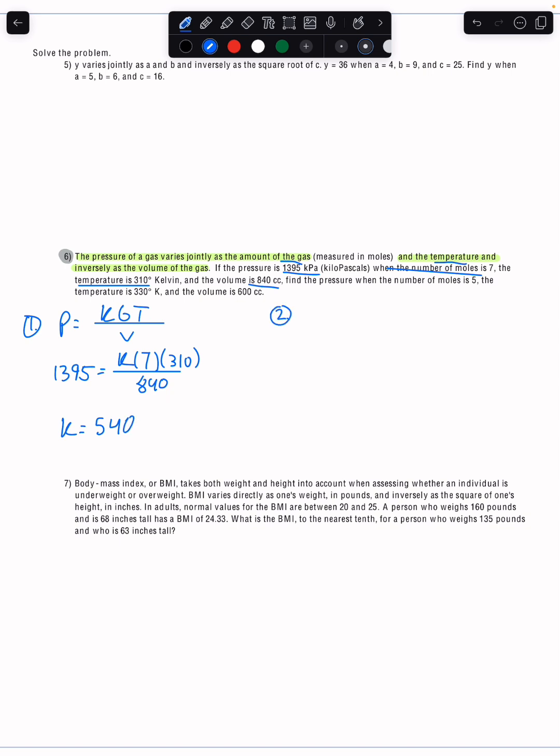Now that we've solved k, we can go back and plug this in for a second time. So let's write this. We know k is 540. And now we need to find the pressure when the number of moles is 5. So that means we have 540 times 5, the temperature is 330, and the volume is 600. That's how you set up for the second time. And when you solve, you'll get this many kilopascals.